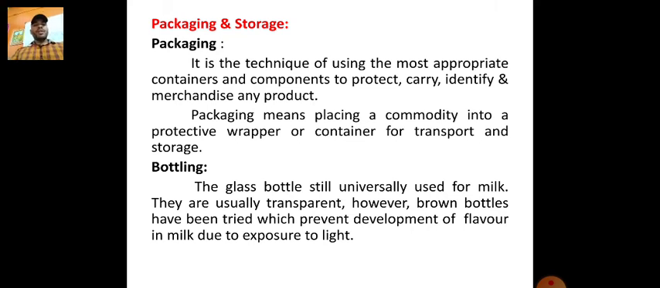Packaging is the technique of using the most appropriate container and components to protect, carry, identify and merchandise any product. Packaging means placing a commodity into a protective wrapper or container for transport and storage.